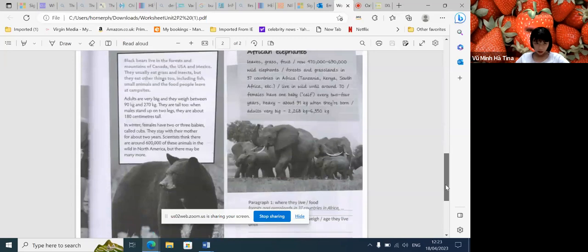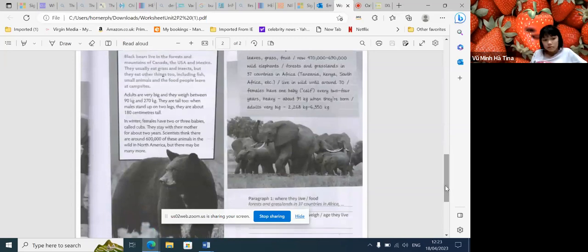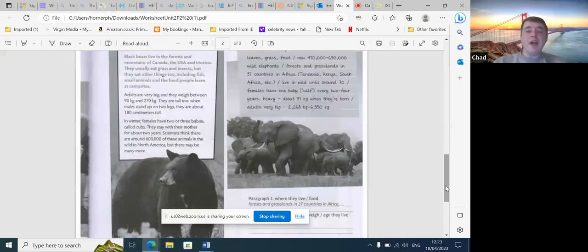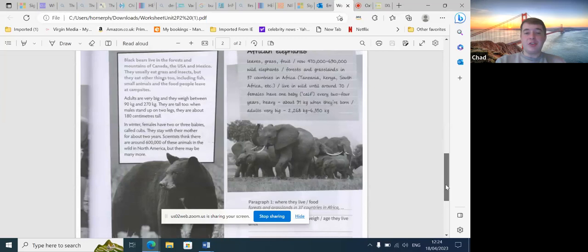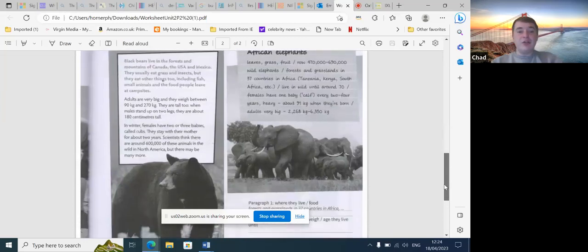Scientists think there are around 600,000 of this animal in the world, in North America, but there may be many more. Okay, so in that paragraph, scientists think there are around 600,000 of these animals in the wild in North America. So you're not going to find a black bear wandering around the streets of New York City. You might find them in the zoo, but mostly in the wild.